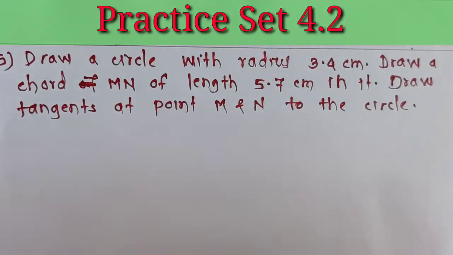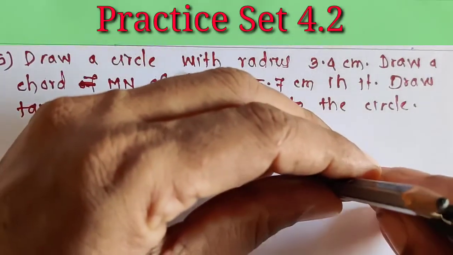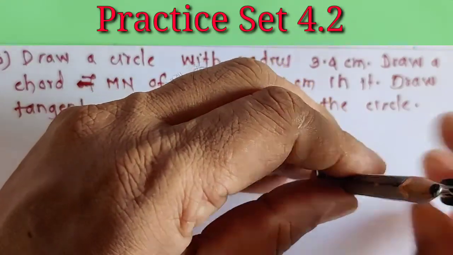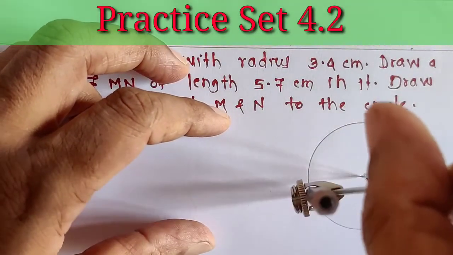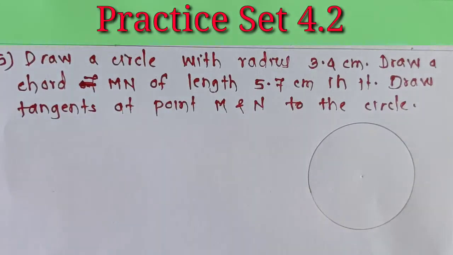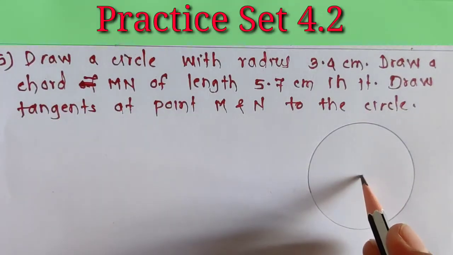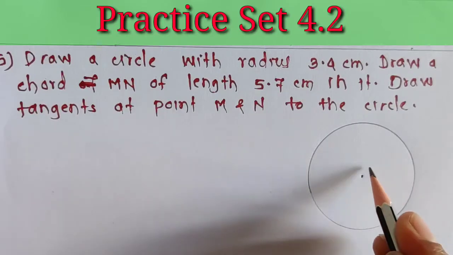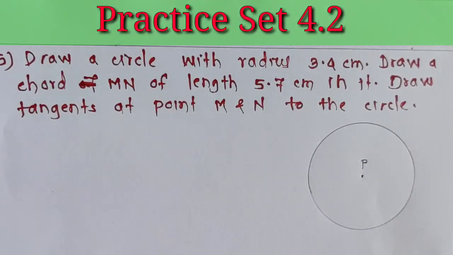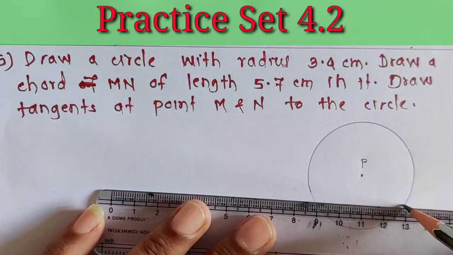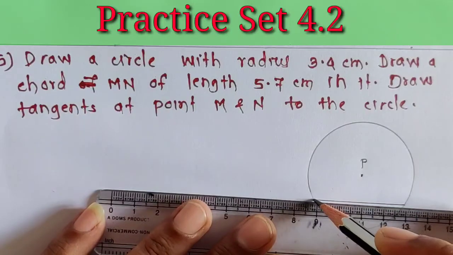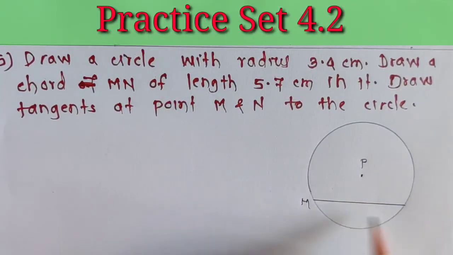So first draw the rough figure here. If we draw the rough figure, we get like this. Suppose this is the circle of given measurement. Here it is the center of the circle. Let it be P or O. Now we have to draw the chord of length 5.7. So draw one chord MN. This point is M. This point is N. And this length is 5.7 centimeter.